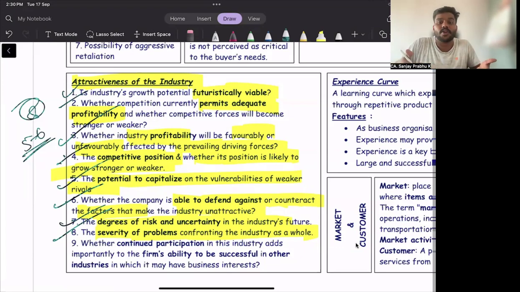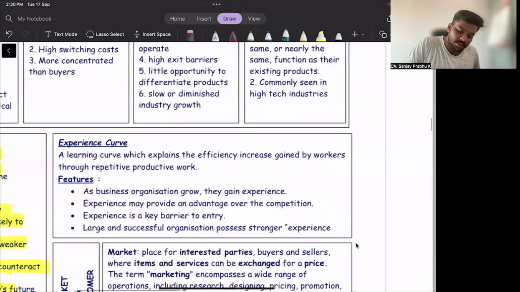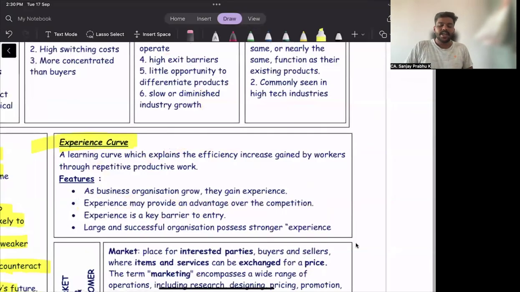What is my current competitive posture? Whether it is likely to grow or fall. Then potential to capitalize the vulnerabilities of the weaker rival. So 2 points are done out of 40. Now we are going to discuss about experience curve. Experience curve means what? What do you mean by experience curve?